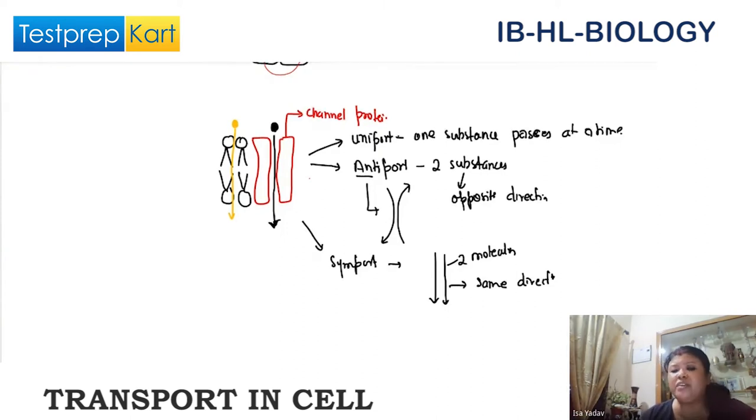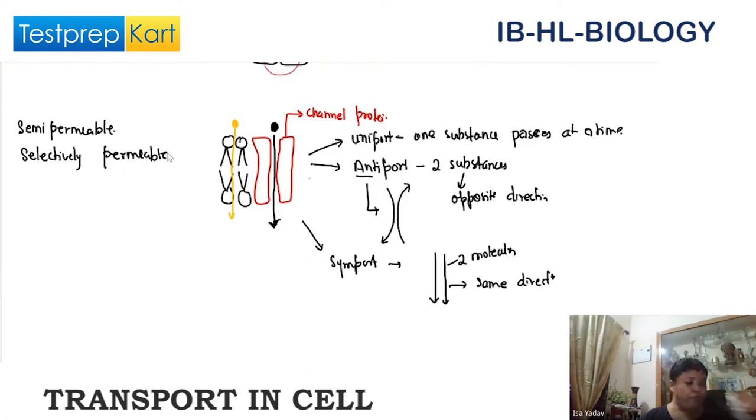See, there are two words we use when we study the plasma membrane. One is called semi-permeable. Another one is selectively permeable. And we use both these words for the plasma membrane. Semi-permeable means it will not allow all components to pass through. It will allow only some components to pass through. That's a general description that we give.